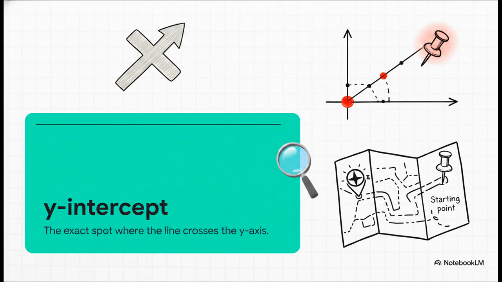I want you to think of the y-intercept as the exact spot where you drop your first pin on the map to begin your journey. Mathematically speaking, it's just the value of y when x equals 0. It's the precise point where your line crosses the vertical y-axis. Because, well, you always need to know where you're starting, right?